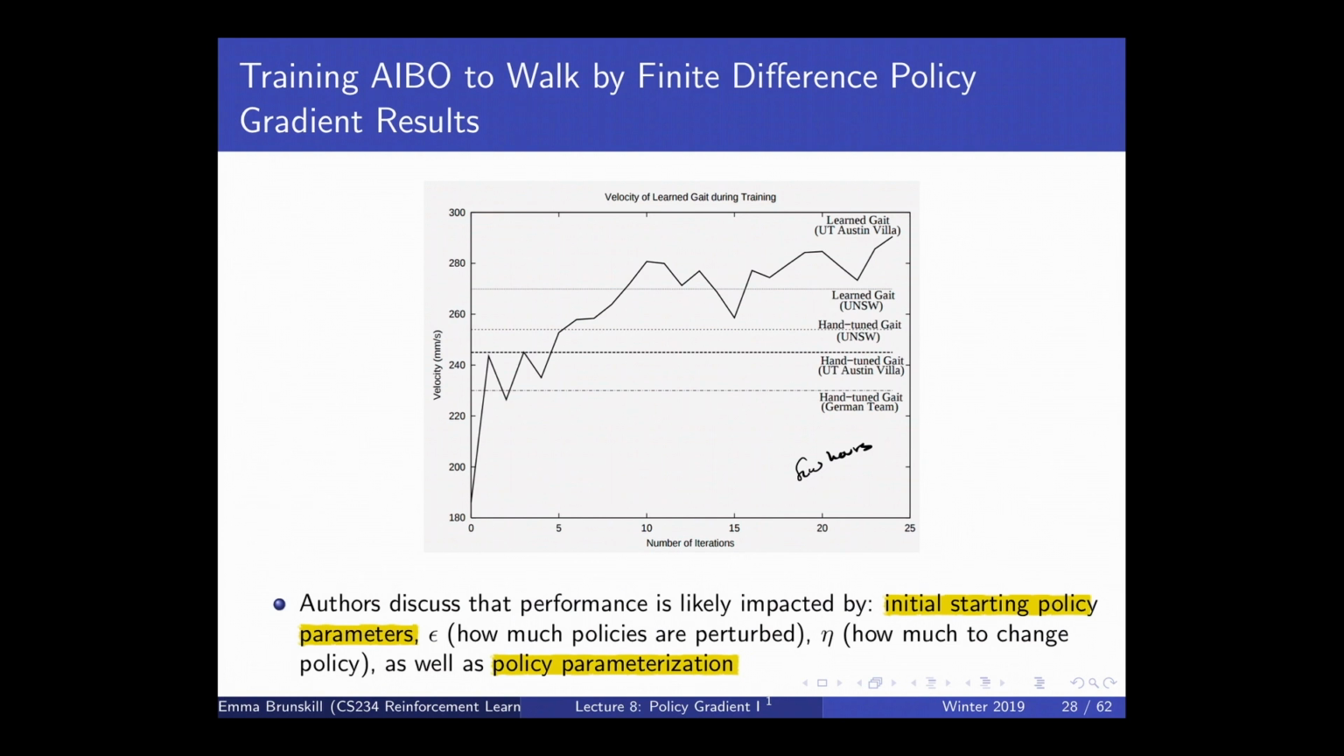Yeah. On slide 26, you had AIBO as an open loop policy. Can you expand a bit more on that?